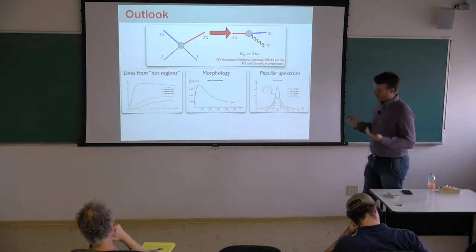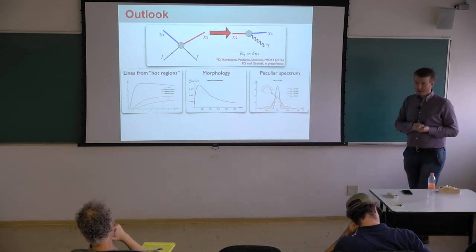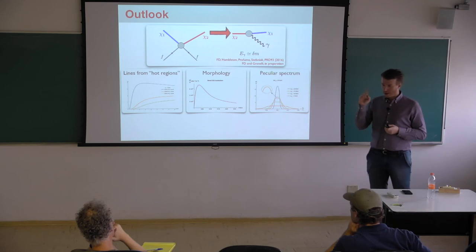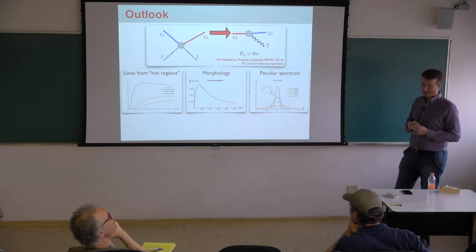And even though this is a way to account for the 3.5 keV line, the 3.5 keV line is probably from potassium. We will know in 10 years or so.